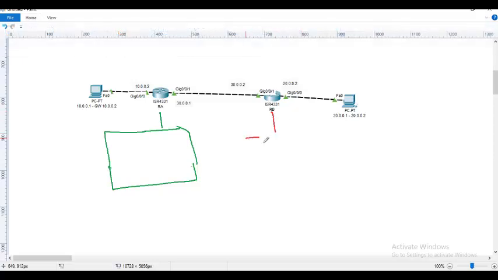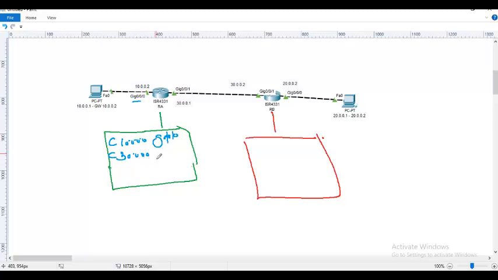Connected 10 via G0/0. Connected 30 via G0/1. Like I was saying here, connected 30 network via G0/1. Connected 20 via G0/0. What is next?